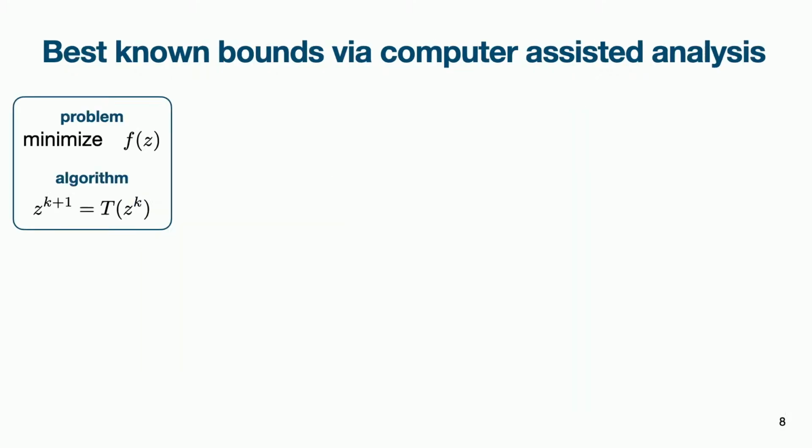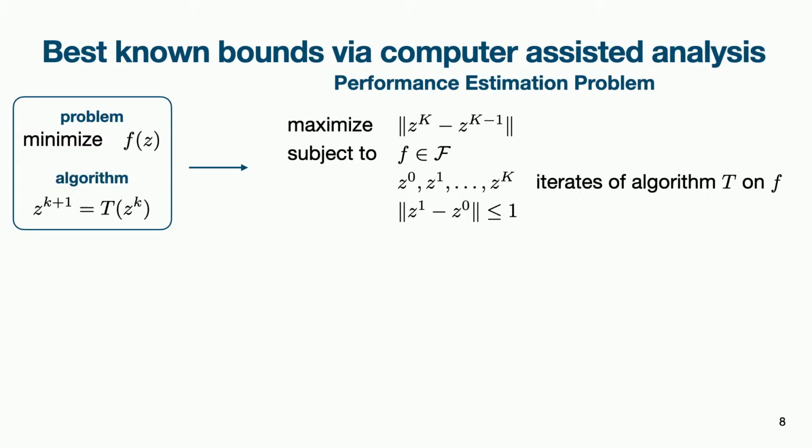So computer-assisted analysis based on the performance estimation problem works like this. First of all, it doesn't assume a parametric structure. So you just have, let's say, minimize f of z, which is a convex function, and you have an algorithm T that operates between z_k and z_{k+1}. To analyze this algorithm, the performance estimation problem formulates an optimization problem where you maximize a performance metric, which could be the distance to a solution or the fixed point distance between the last 2 iterates. So you can choose the metric.